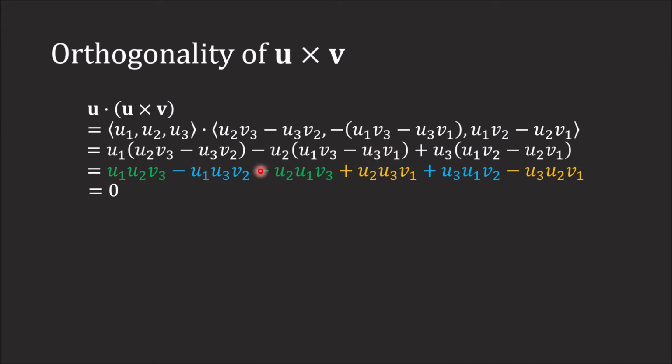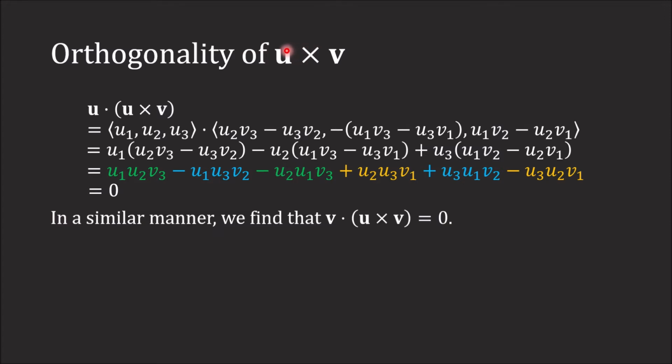The components that have a V3 are marked in green. The components that have a V2 are marked in blue. Terms that have a V1 are marked in yellow. Well, you can see that they will all cancel each other out, and so this dot product is 0. Well, this means that U is orthogonal to U cross V.